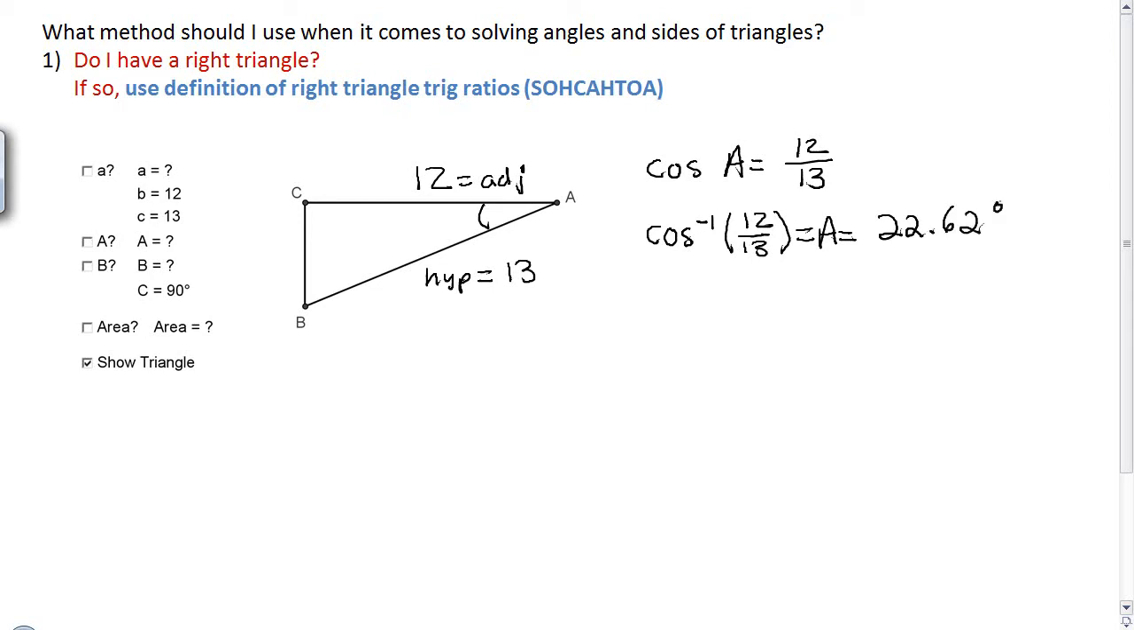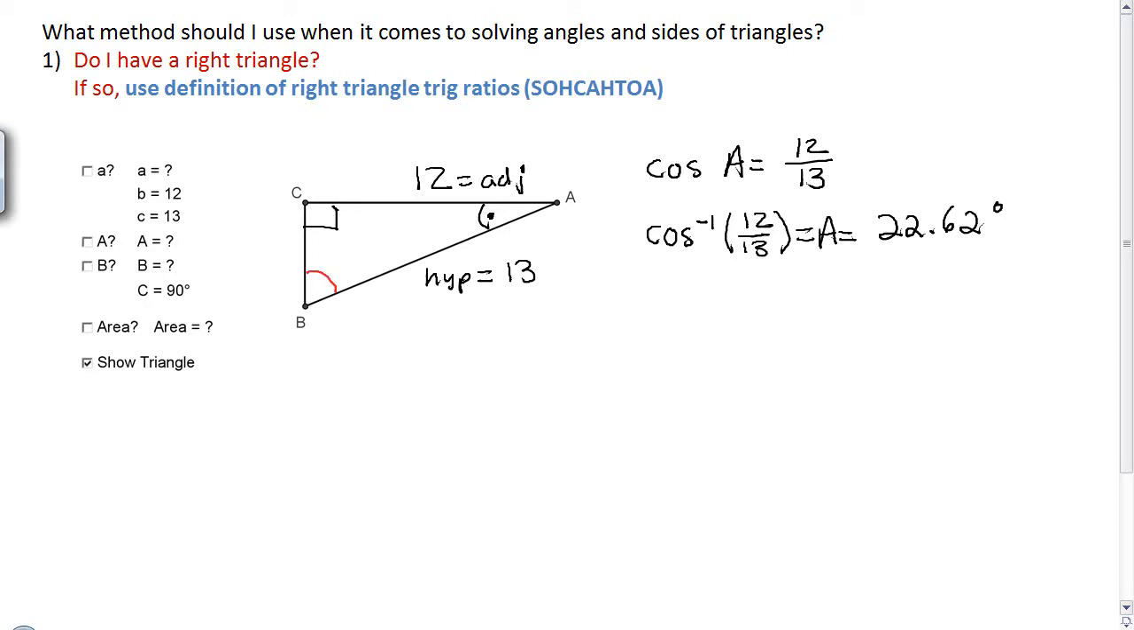If I want to actually find angle A, then cosine inverse of 12/13 would equal A, which then equals 22.62 degrees. Now, yes, I can use my 90-degree angle here, and I can use my 22.62 degrees right here to help me find angle B, which is right down here. But I'm trying to emphasize SOHCAHTOA.